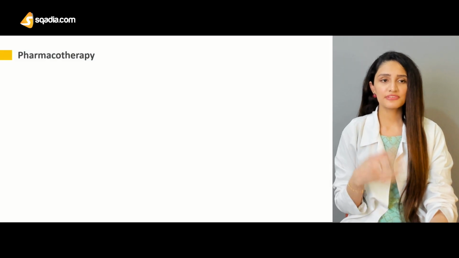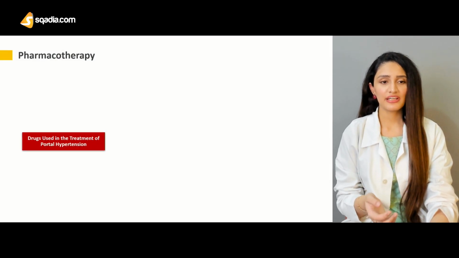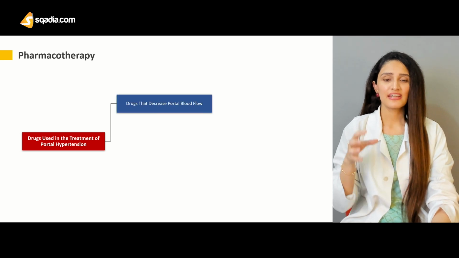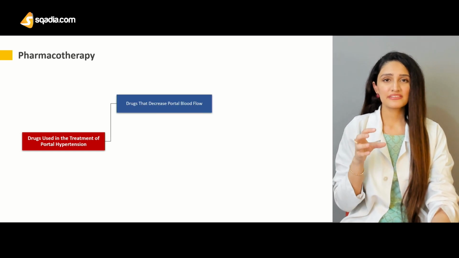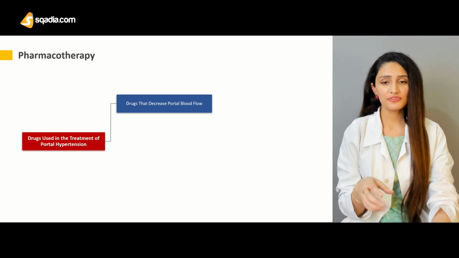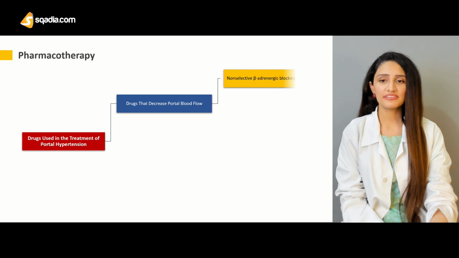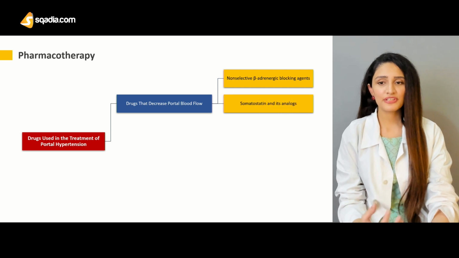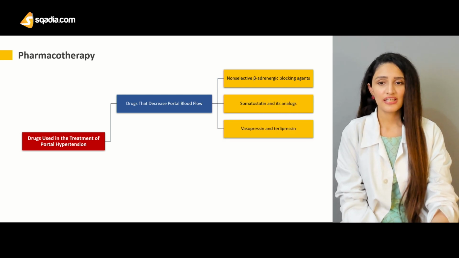If we talk about the pharmacotherapy, like I've mentioned, the drugs used in the treatment of portal hypertension cause a decrease in the portal blood flow. So what are the drugs involved? These are the non-selective beta adrenergic blocking agents. Then we've got somatostatin and its analogs, vasopressin and terlipressin.